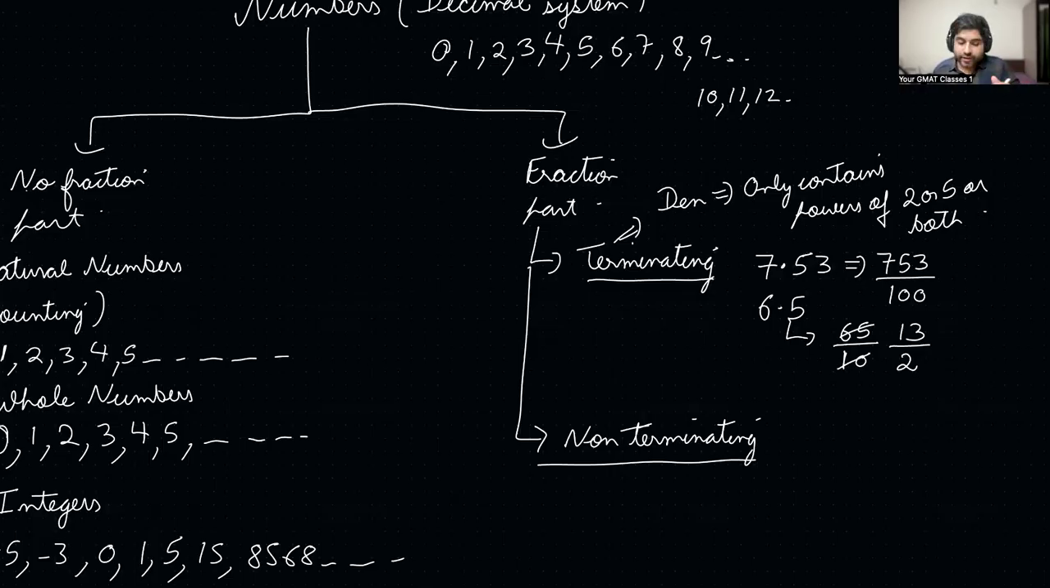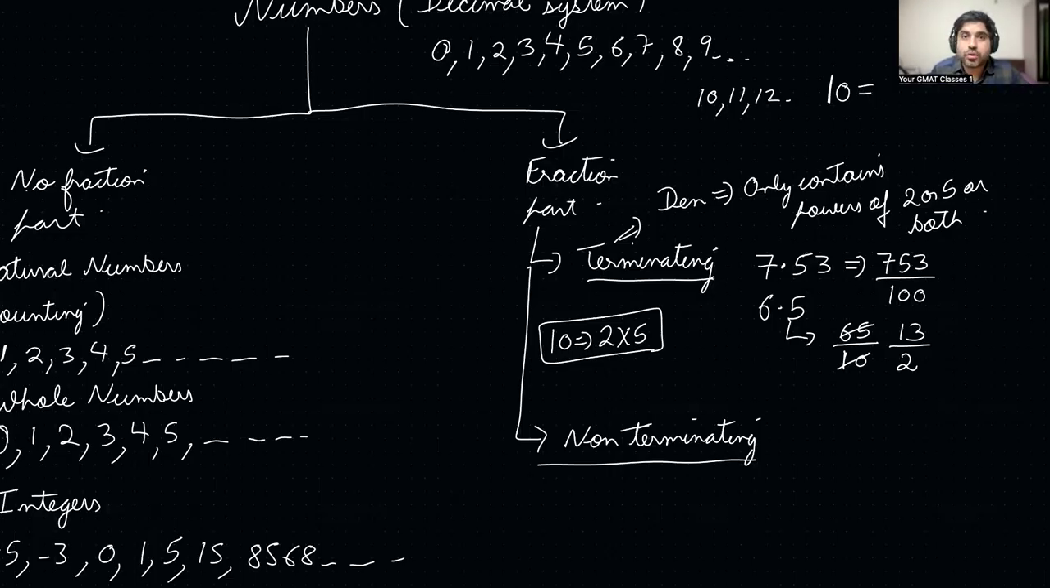And why only 2 and 5? Very simple, because 10 is composed of 2 and 5. So because 10 is composed of 2 and 5, and as we saw in one example, one of the 2 or 5 or any power of 2 or 5 might get cancelled with the numerator, that means the denominator should be only containing powers of 2 or 5 or both. That's only when that number is terminating.